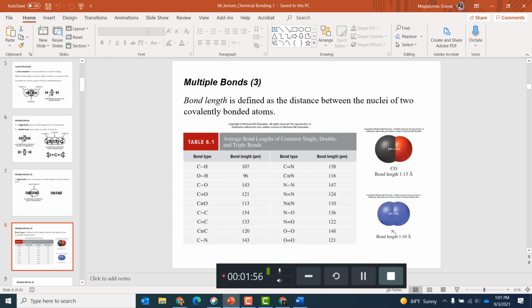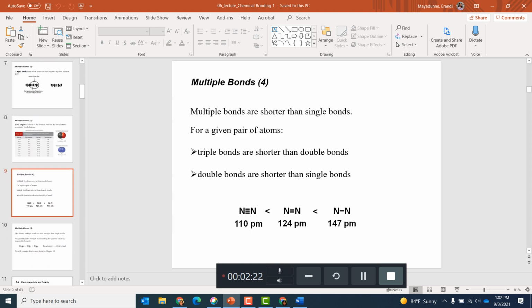Bond length is important when you have a single bond. You see the bond length for carbon and nitrogen. Let's see this one, nitrogen. The single bond length is 147. But if you think about the triple bond length, it's smaller. That means the triple bond is stronger, because the two atoms involved in the bonding are close to each other. That's what I explain here.